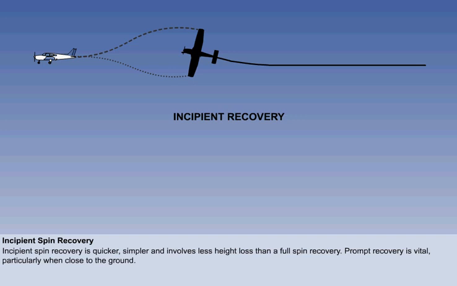Recovery from an incipient spin is simpler, quicker, and will incur a much smaller height loss than a full spin recovery. It usually involves centering all controls promptly, then regaining straight and level flight when rotation stops.